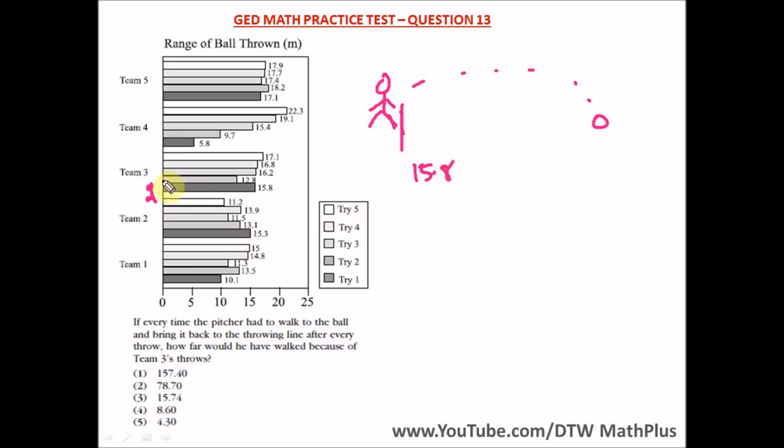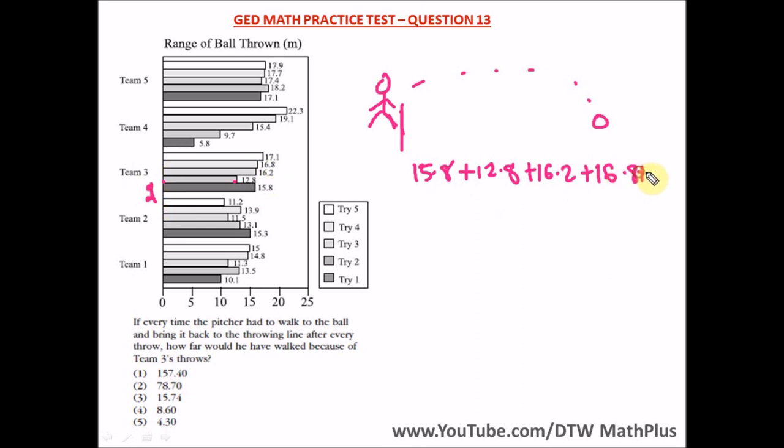Then he also throws another try. So he walks how many meters now? This is 12.8, so we add another 12.8 to pick the ball, because the distance from here to here is 12.8 meters. Then the third try is 16.2, so we add it up. Then the fourth try is 16.8, so he walks, picks the ball, and comes back to the line. Then the last try is try 5, which is 17.1. So when he throws the ball, he comes and picks it up.